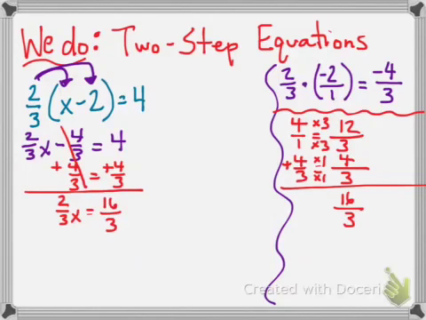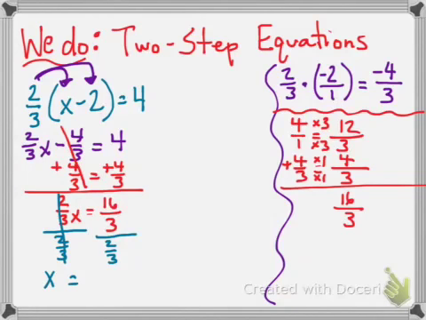So now I have 2/3 x is equal to 16/3. So here on my left side, it's saying 2/3 times x, so I know the opposite of multiplication, or times, is division. So I'll divide both sides by my coefficient, which in this case is 2/3. So on my left side, these cancel out. I'm left with x. I'll bring down my equal sign. And then on the right side, I see that it's 16/3 divided by 2/3.